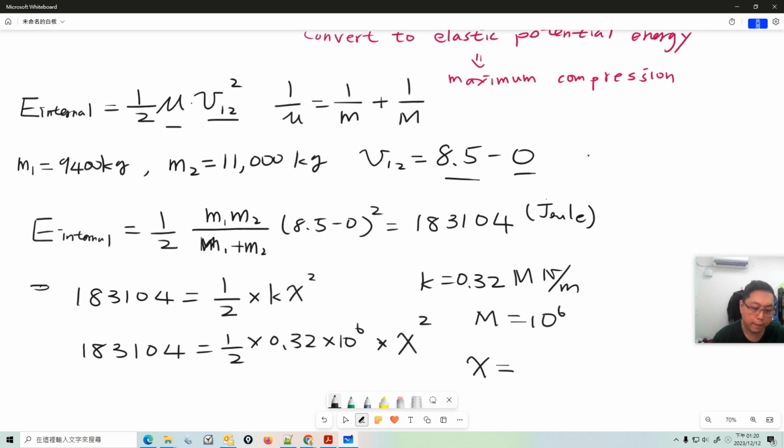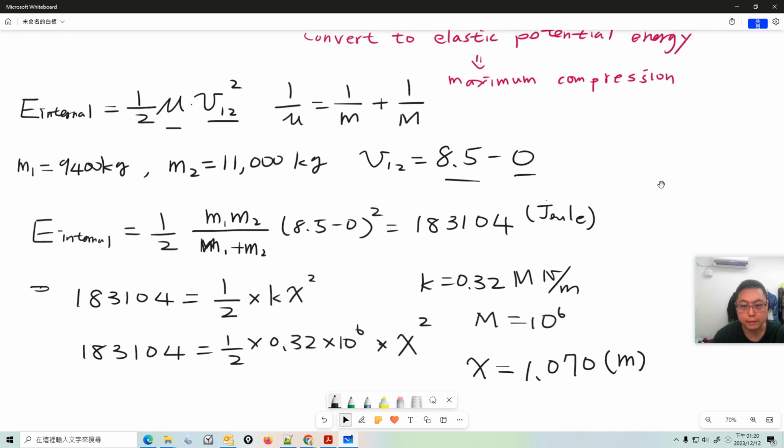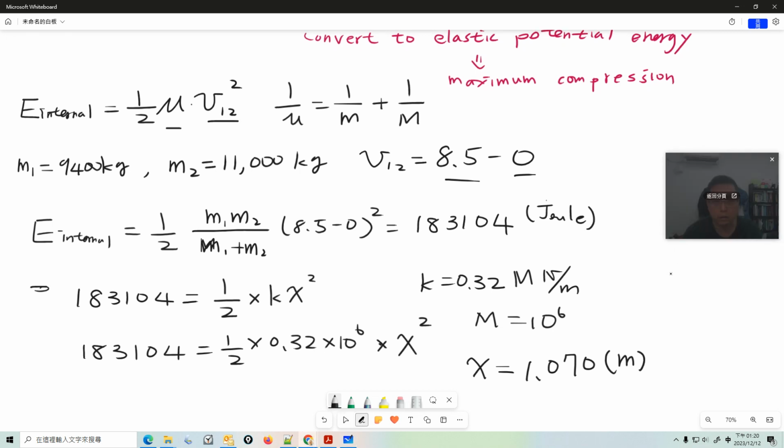My answer is 1.070 meter. That's my maximum compression of the spring, 1.070 meters. I think the textbook gives another answer, but this is my view of this problem. I think this should be the right answer.